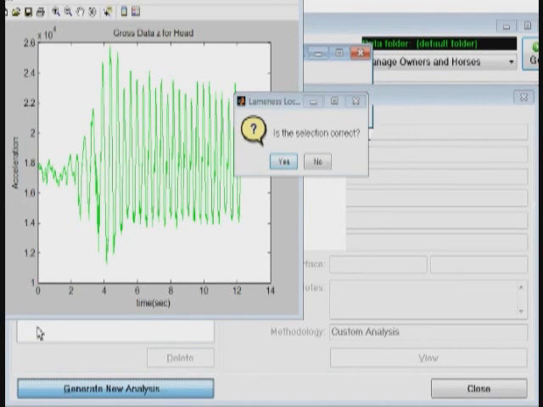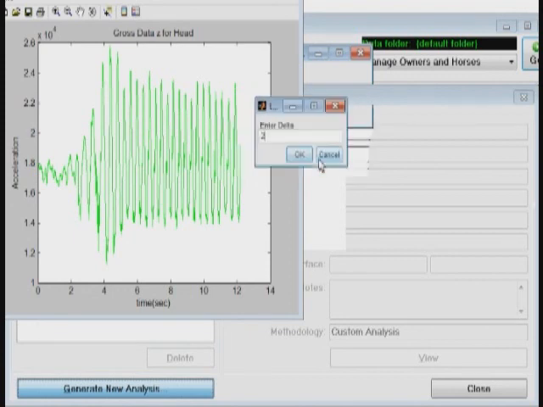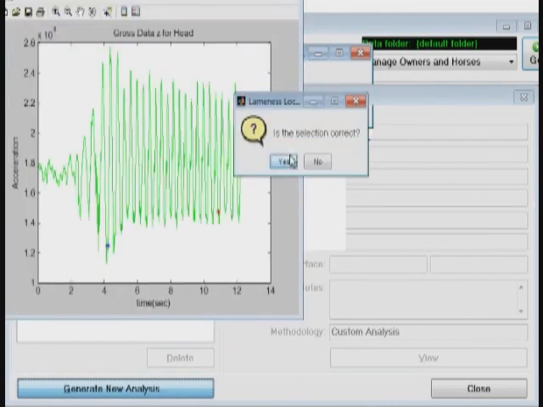The user should select No and enter a delta value greater than 0.1. Entering a delta value of 0.2 in this case selects the necessary strides for analysis.